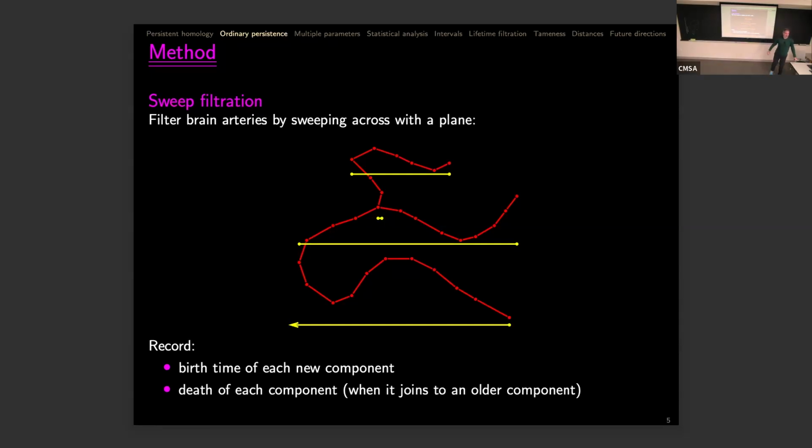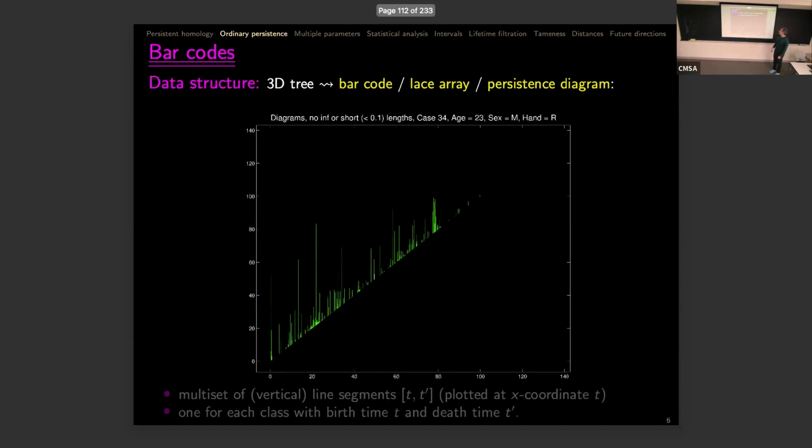You know, the transform doesn't look anything like the surface that you started with, in the same way that a Radon transform does not look like the data that you started with, but you can recover it by the inverse transform. Okay, good. So when you take these bars, we're going to record the birth time of each new component and the death time of each new component when it joins to an older one. Great. And this is what it looks like when you do it for the brains.